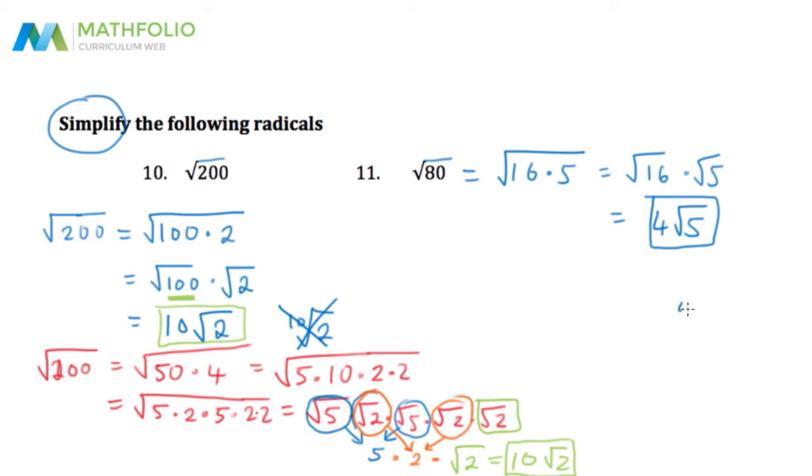And keep in mind again, this is not the 4th root of 5. We do not want to show a 4 as an index here. This would be absolutely incorrect. The 4 is a whole number that's multiplying the quantity of square root of 5. So that's our answer for number 11.